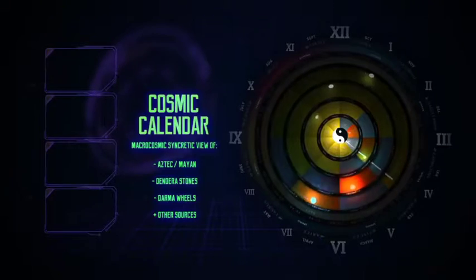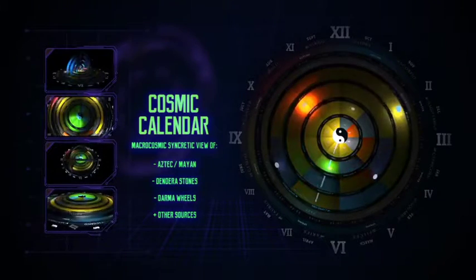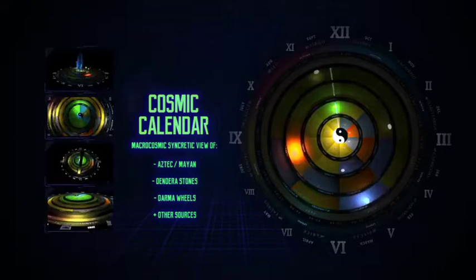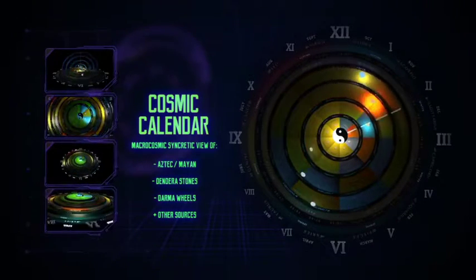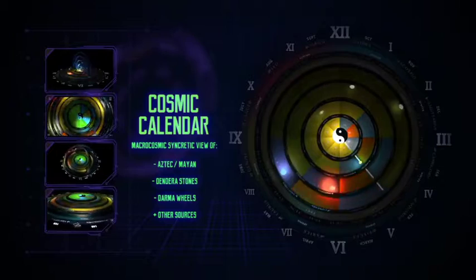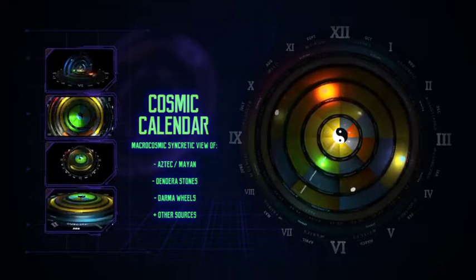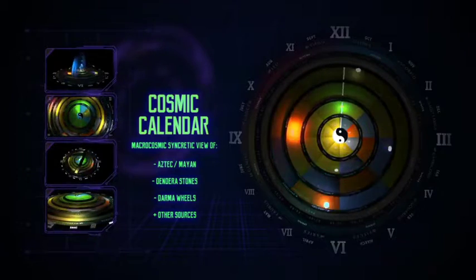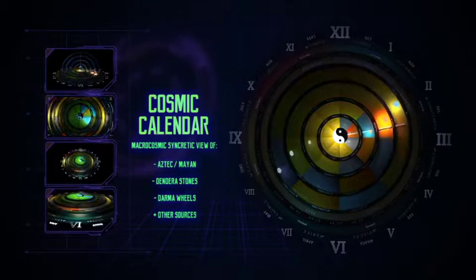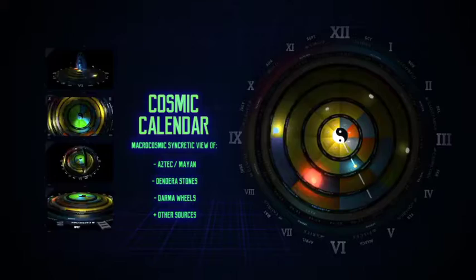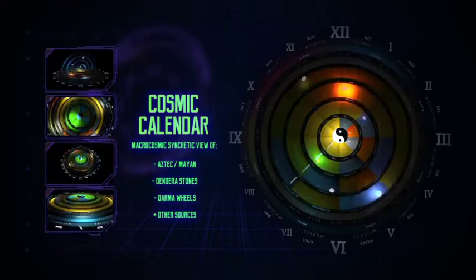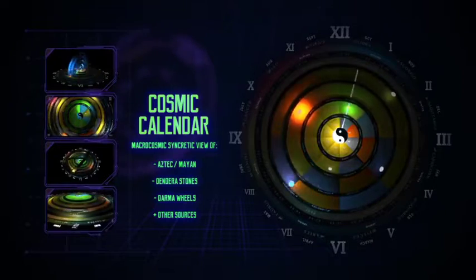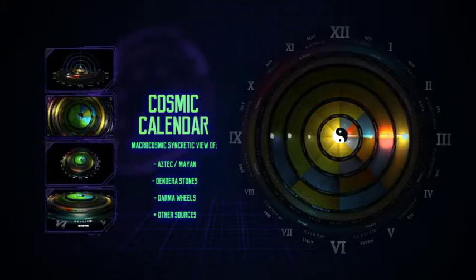This calendar is a modern interpretation and mix of the Aztec Mayan calendar, Egyptian Dendera stone, the various Chinese and Indian Dharma wheels, as well as other ancient cosmological and universal clocks and calendars. Many ancient cultures, civilizations, mystics, and researchers have created and depicted various cosmic clocks and calendars over the ages. Some simple, others complex, but one thing is for sure. They all knew that all time operates in a cyclical pattern.